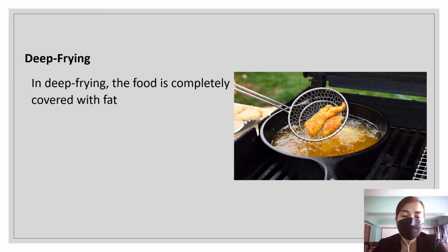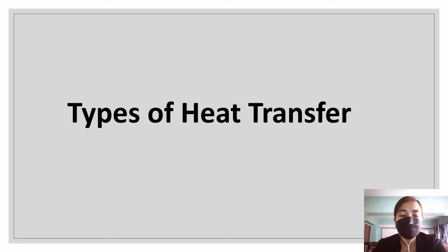Next is deep frying. In deep frying, the food is completely covered with fat. Many deep fried foods are first coated with breading or batter to enhance moisture retention, flavor development, tenderness, browning, crispness, and overall appearance. So, types of heat transfer.